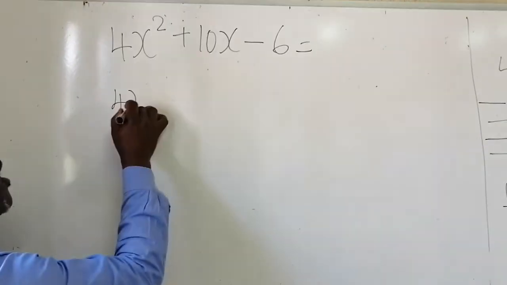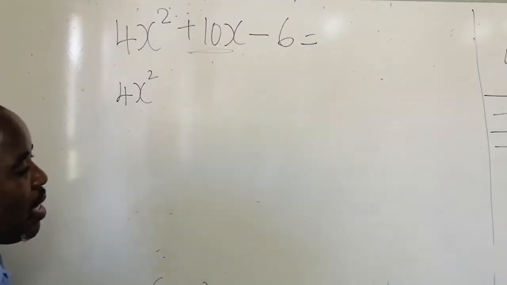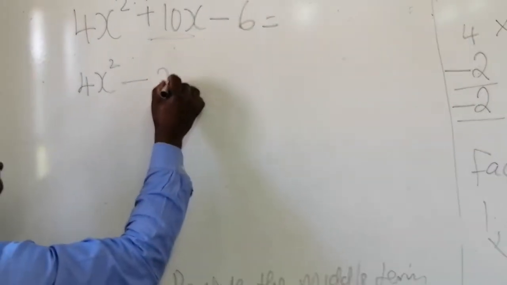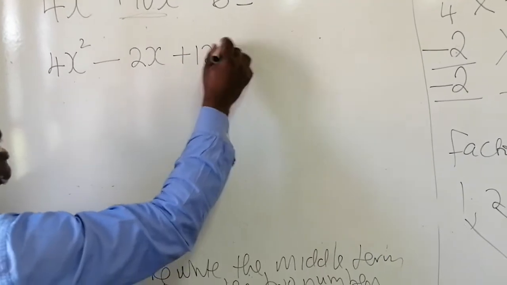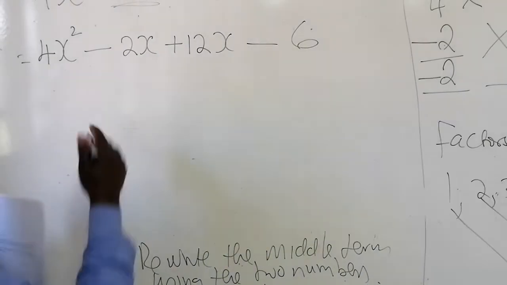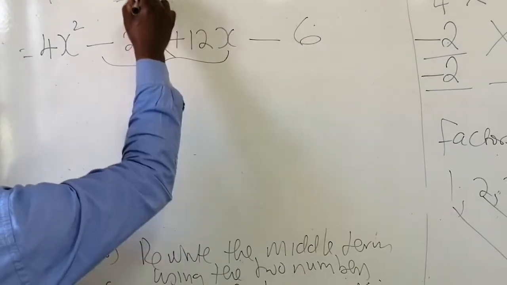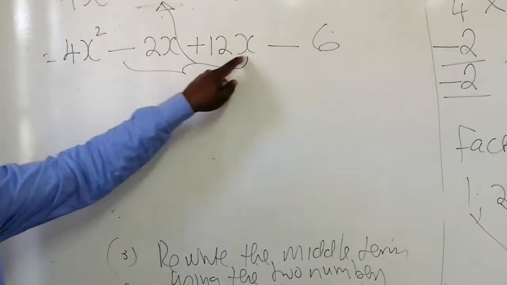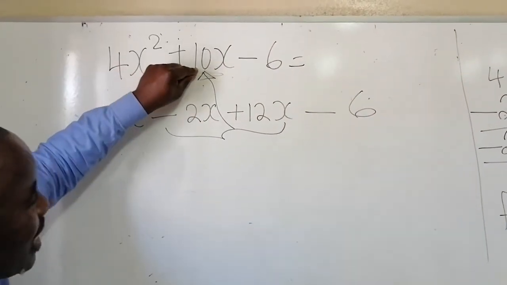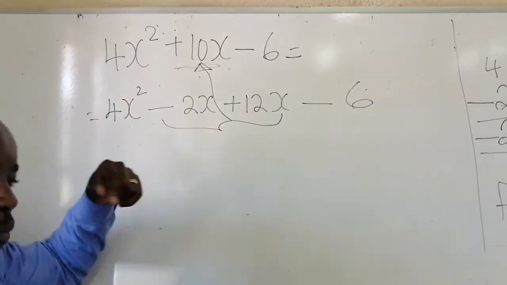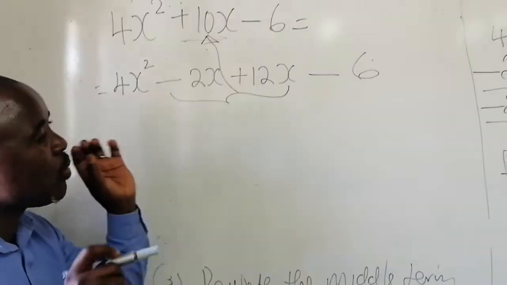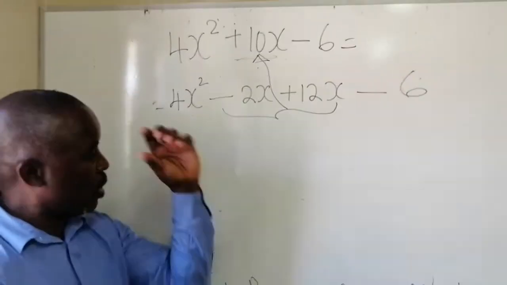So this will be 4x squared. The middle term is this one. What are the two numbers? Minus 2 and plus 12. So I'll say minus 2x plus 12x minus 6. When you combine them, they give you this: negative 2x plus 12x is 10x. The reason why we are rewriting this term in terms of these two terms is for us to formulate a 4-termed expression so that we can use the method of grouping.